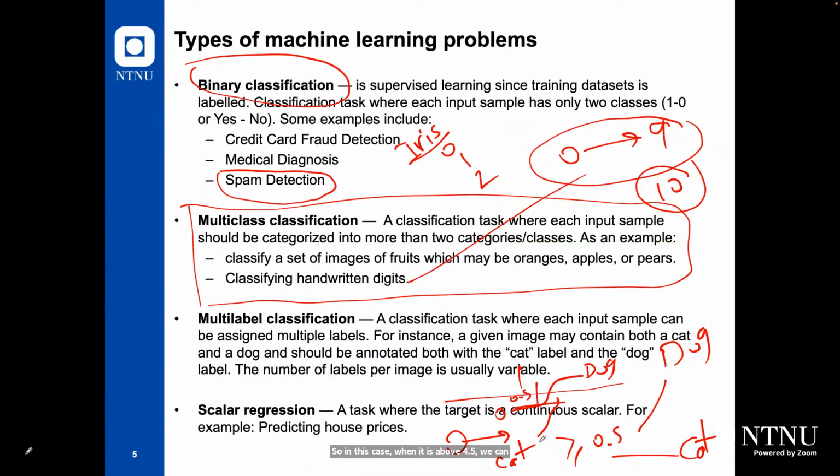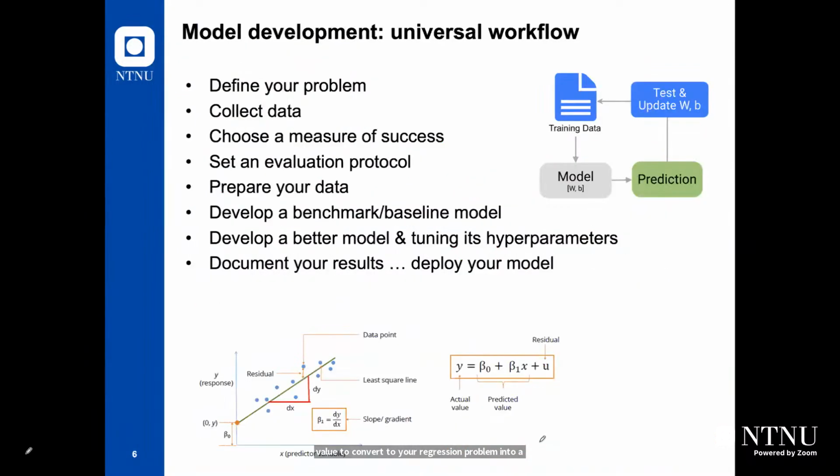If you go to another country, for example, where dogs are very small, maybe your model will be confused and classify many dogs as cats. In this case, you need to change the threshold value, right? The model which works here may not work in other places. So we need to modify your threshold value to convert your regression problem into a classification problem.